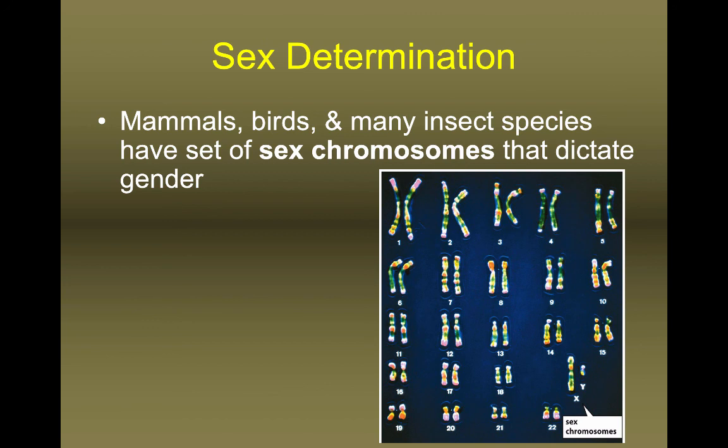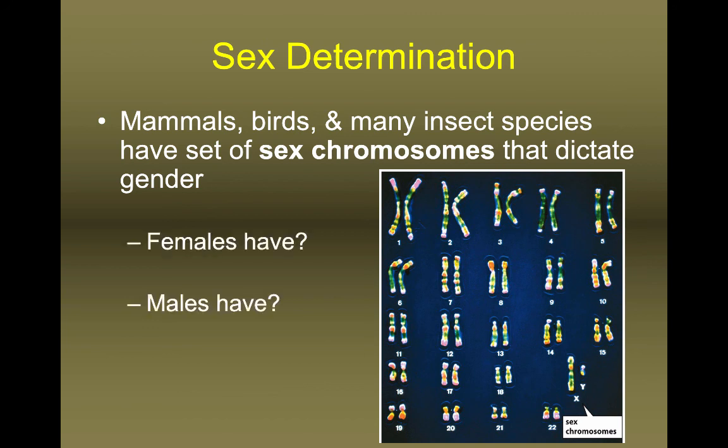So in mammals, in our case, if you are heterozygous for the sex chromosome, so in other words, if you have an X and a Y, you are going to be biologically male at birth. If you are homozygous for the sex chromosome, so in other words, if you have two X's together, then you are going to be genetically, biologically female at birth.